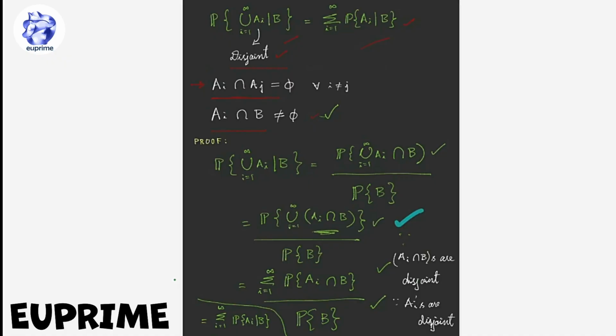So the key thing here is to understand how you apply these two conditions and what's the meaning of individual AIs being disjoint, and that leads to this condition. And because this is true, individual intersection of AIs with Bs are also disjoint. Because of that, this is true. Because of that, this is true. And this becomes the definition of the final term.